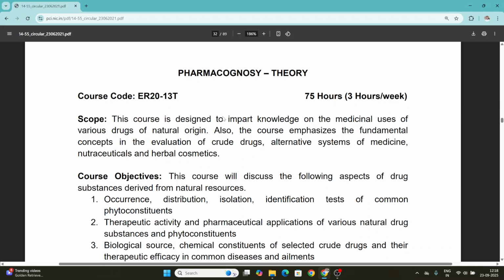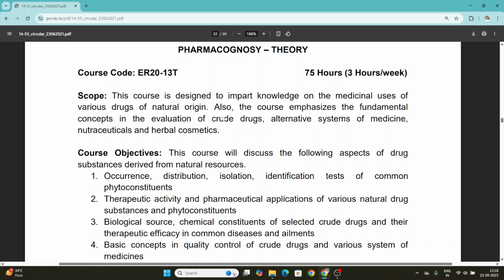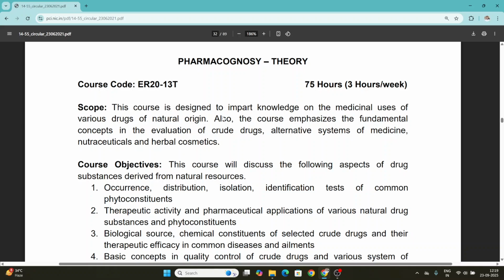The scope of this course is designed to impart knowledge on the medicinal use of various drugs of natural origin. Also, the course emphasizes the fundamental concepts of the evolution of crude drugs, alternative systems of medicine, nutraceuticals and herbal cosmetics. Basically, what we are going to learn in pharmacognosy are the crude drugs, the source of the medicines, where the medicines come from: plant, animal or other sources, minerals, right? So we are going to cover those things in this pharmacognosy syllabus, right?